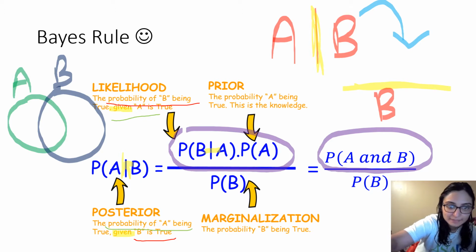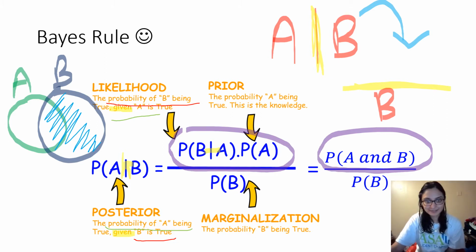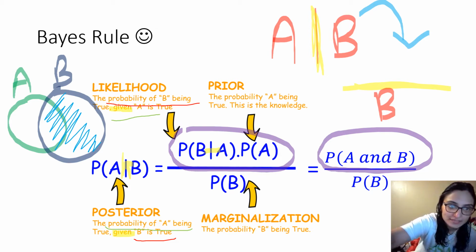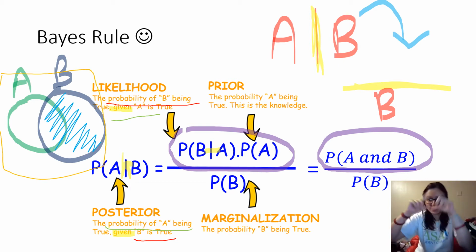B has occurred now. So what is the probability that A will occur? This is the whole sample space. You can have A, you can have B, or you can have neither. I just drew that rectangle as a sample space. So if you now know that B has occurred, what's the probability that A will occur?